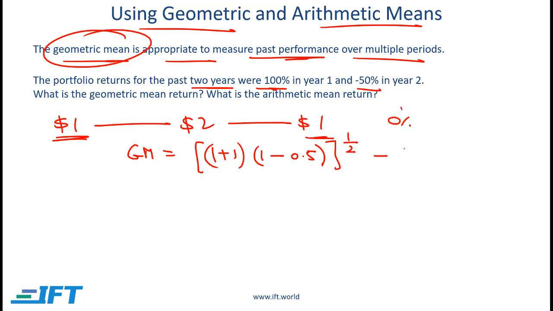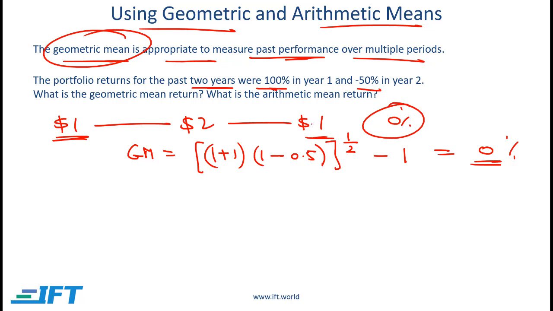And then we have minus 1. So this gives us 2 multiplied by 0.5, which is 1. 1 raised to the power of half is 1. So essentially we have 1 over here. 1 minus 1 is 0. So this is telling us that the geometric mean is 0%, which is actually the return that we have over 2 periods.